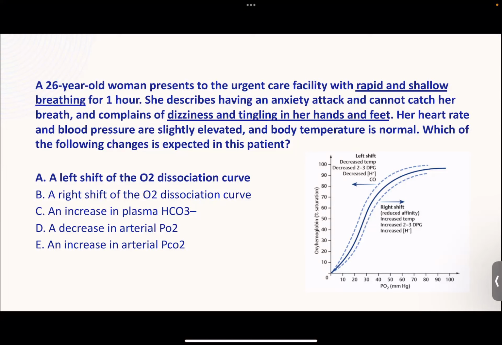I'll just say it. It's not a right shift, obviously, because there's nothing that is going to reduce the affinity, right? She's hyperventilating. Hyperventilating is when you're not letting the carbon dioxide build up, you're just breathing in and out, in and out. So you're not increasing PCO2. So E is out, right? And decrease in arterial PO2, no, because you're hyperventilating, you're breathing in a lot. So it's not a decrease either. Nothing to do with bicarbonate. And since it's rapid and shallow breathing and alkalosis, it's a left shift, so it's not a right shift either. It's really easy. Okay, moving on.